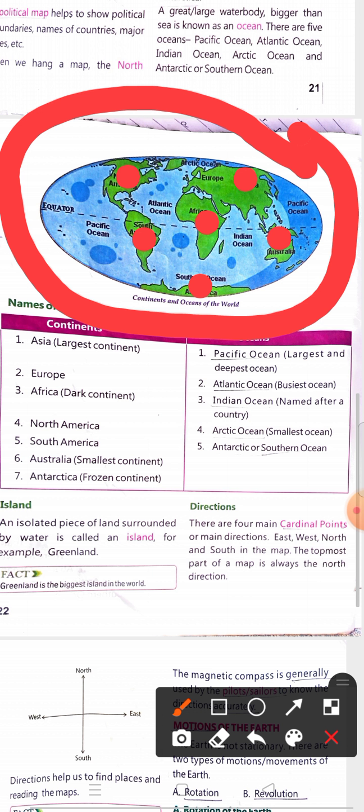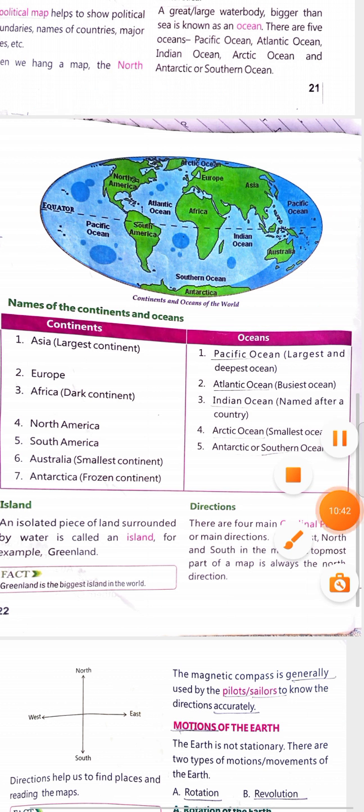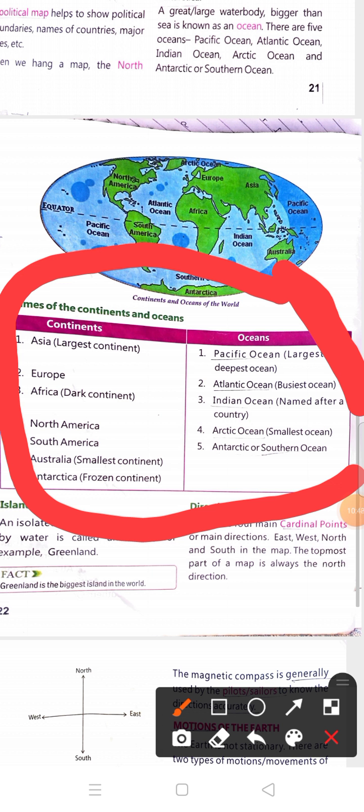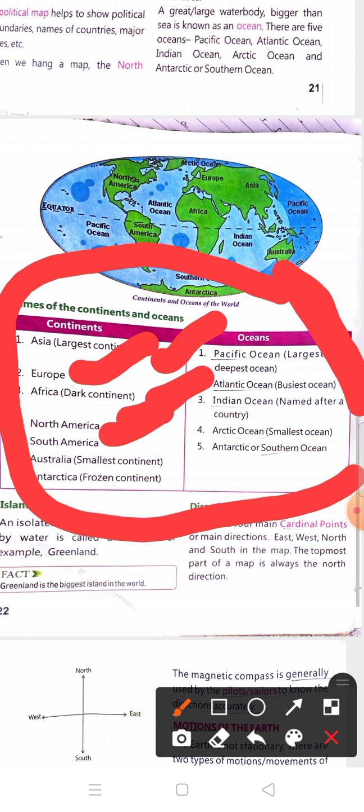The sea is also given there. Now I am going to read this part of your chapter, page number 22. Names of the continents and oceans. Continents: Asia, largest continent; Europe; Africa, dark continent; North America; South America; Australia, smallest continent; and Antarctica, frozen continent.